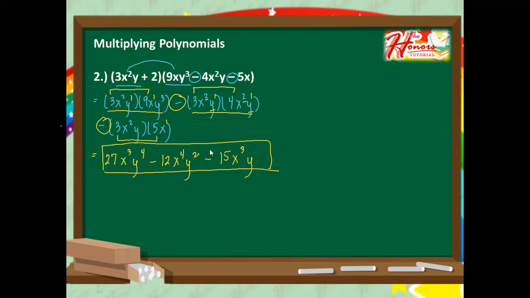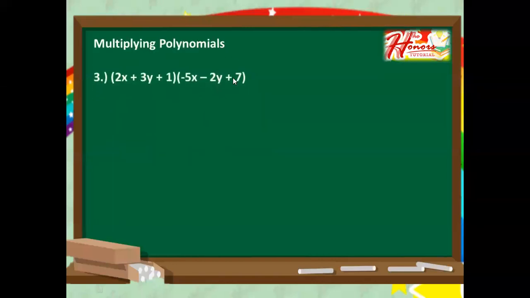Let's have number 3. For number 3, it is a trinomial times a trinomial. It is because per parenthesis we have 3 terms. So let's do it. Multiply this to the first term. So that is 2x times negative 5x. And then copy the sign, which is minus, 2x times 2y, this part.